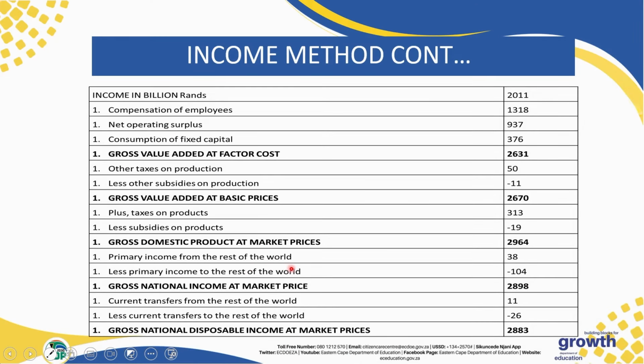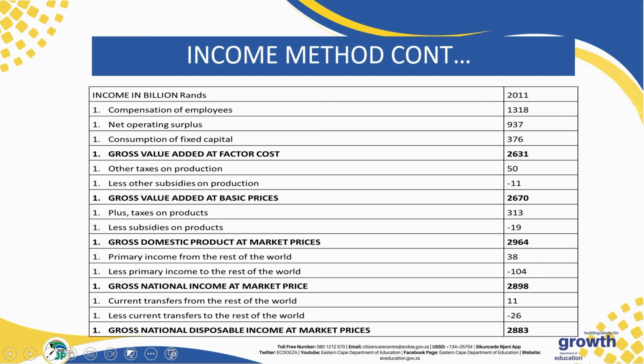So if we take the GDP at market prices, we add the primary income from the rest of the world, and we deduct the primary income to the rest of the world. Then we get the gross national income at market prices. So this is an actual amount that is spent by the South Africans.